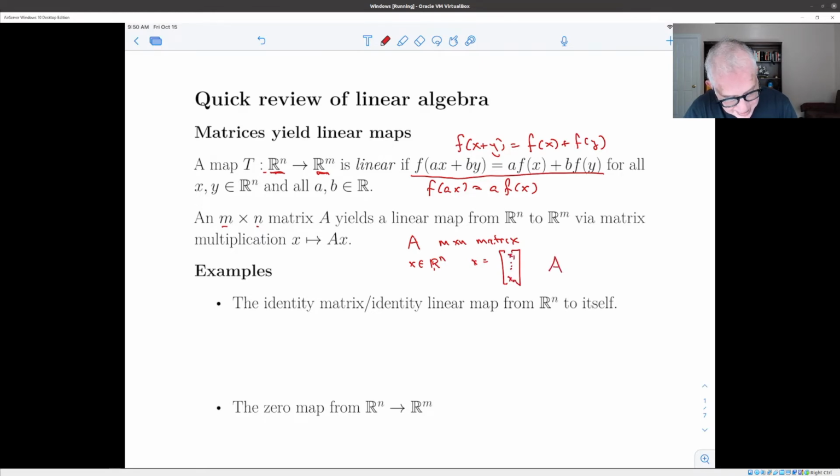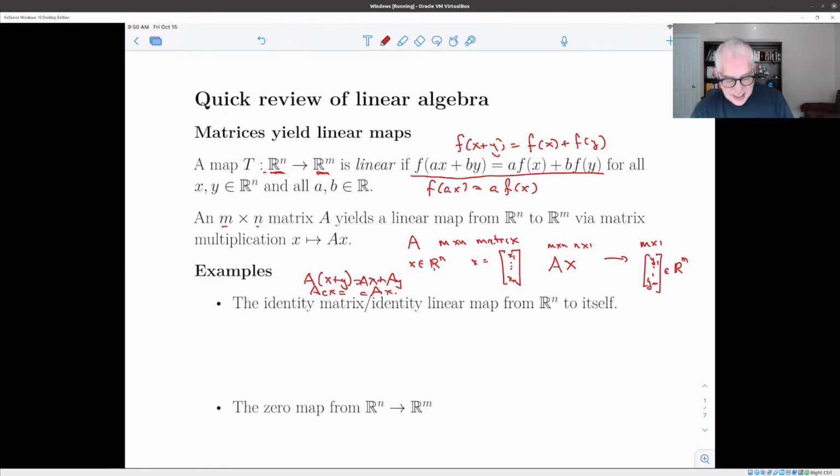then you can multiply A times x. And since this is m by n, and this is n by 1, the result is an m by 1 column vector in Rm. And this is linear just because it's matrix multiplication. So A times (x plus y) is Ax plus Ay, and A times cx, where c is a scalar, is the same as c times Ax.